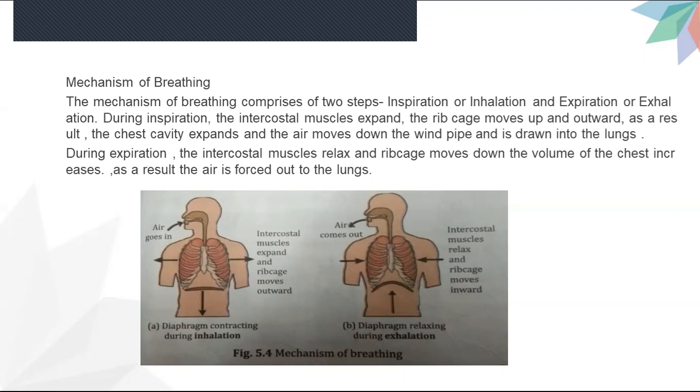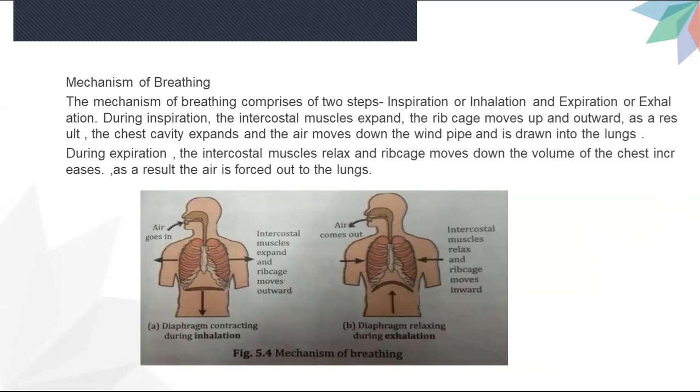into the lungs. And this is already shown in figure 5.4, mechanism of breathing. The first step is showing the diaphragm contracting during inhalation. So during expiration, this is the second step of the mechanism of breathing, the intercostal muscles relax. As a result of that, the rib cage moves down and the volume of the chest decreases.